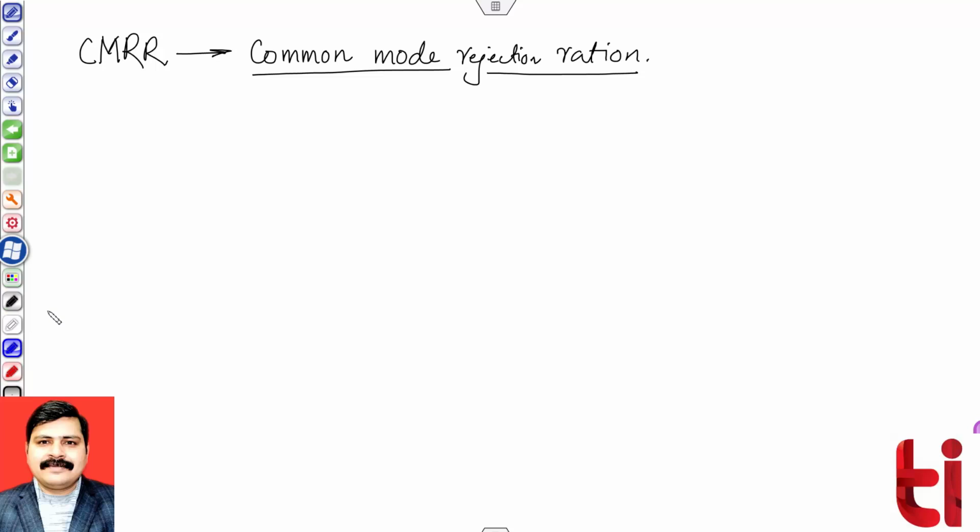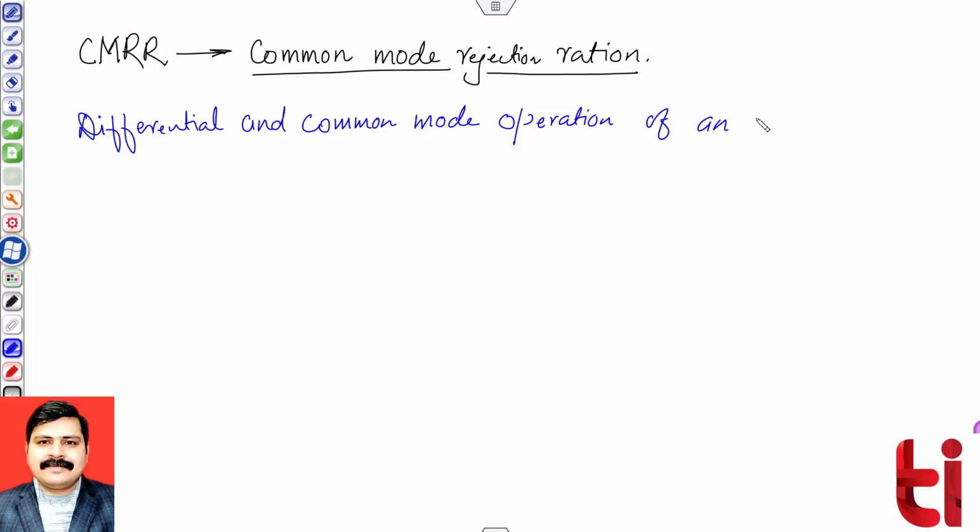the terms differential and common mode operation of an op-amp. So with this article we can derive the mathematical relationship for common mode rejection ratio, and we will see how to solve this particular term, common mode rejection ratio.